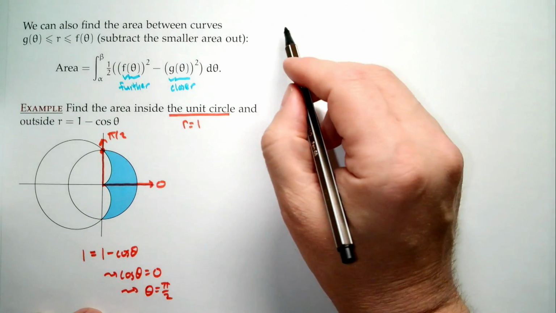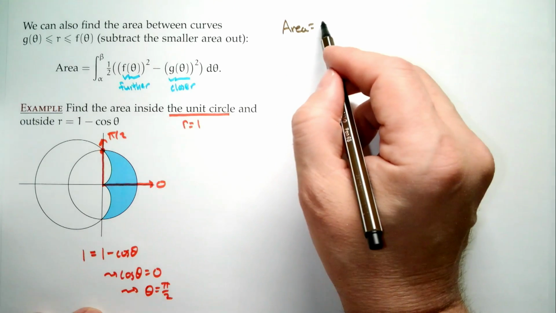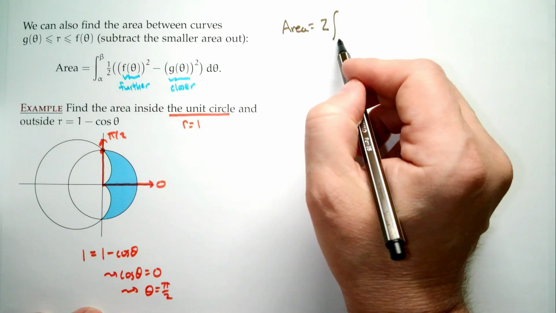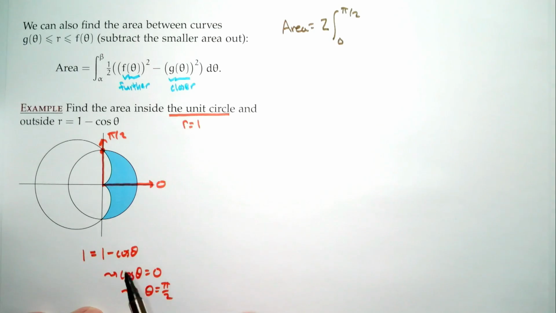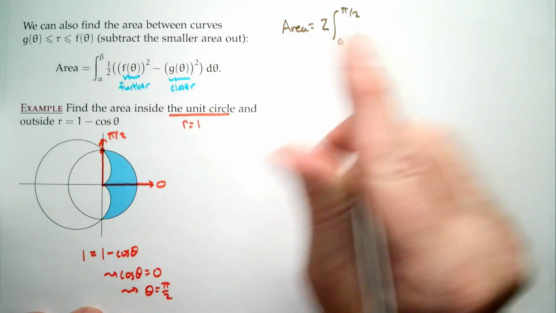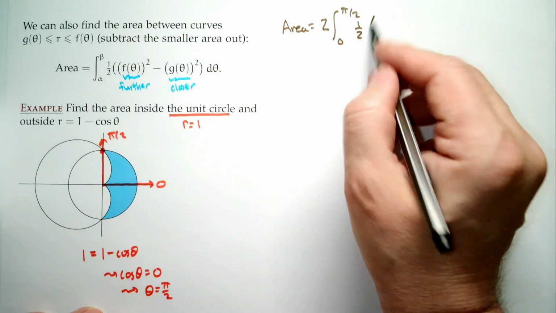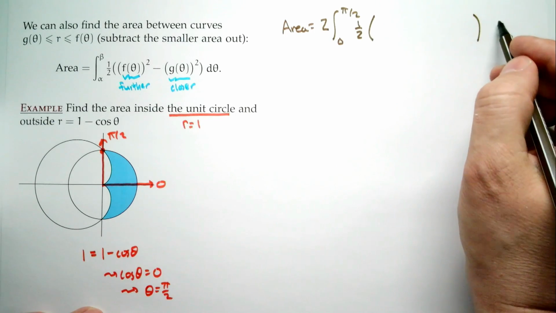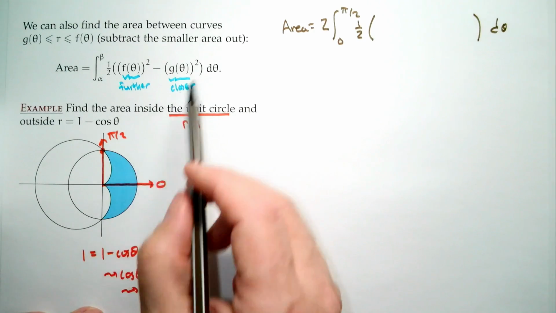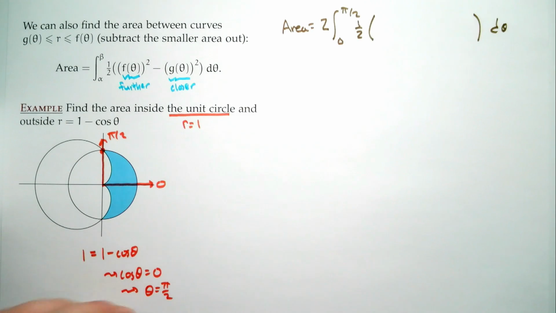So our area is going to be double the integral from 0 to pi over 2, because we're using symmetry. Then we take the formula, 1/2. Now, I claim that we are in this setting, although it may not seem like it when you look at this picture. The problem is that if you look near 0, it doesn't feel like we're going from an outer curve to an inner curve. But don't just look near 0.